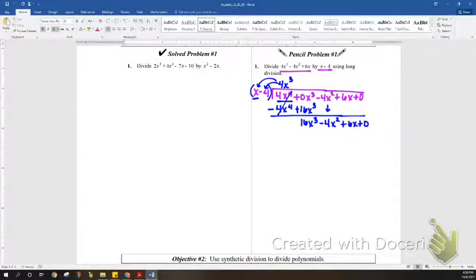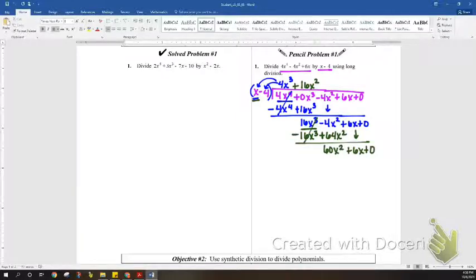Then we just repeat ourselves. Divide your first term. So 16x cubed divided by x is 16x squared. It's positive, so put a plus there. Multiply that to everything on the outside there. So 16x squared times x is 16x cubed. 16x squared times negative 4 is negative 64x squared. We're going to subtract, so that means to change the signs. 16x cubed minus 16x cubed cancels. Negative 4x squared plus 64x squared is 60x squared. And then bring down the rest. So plus 6x plus 0.